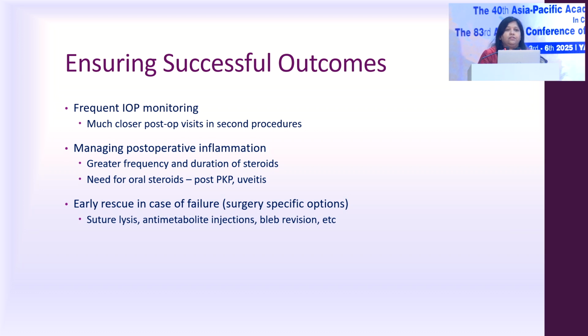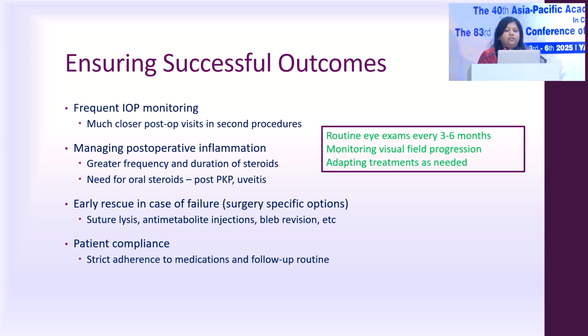Early rescue in case of failure is important, so recognize early failure. Hence, weekly visits may be warranted here. Suture lysis, antimetabolites, bleb needling, the whole package, everything may be tried in these patients. And patient compliance hence becomes very important. It is very important to explain to the patient that strict adherence to medication and follow-up routine is extremely essential. So routine eye exams every 3 to 6 months, monitoring visual field progression and adapting treatments as needed.